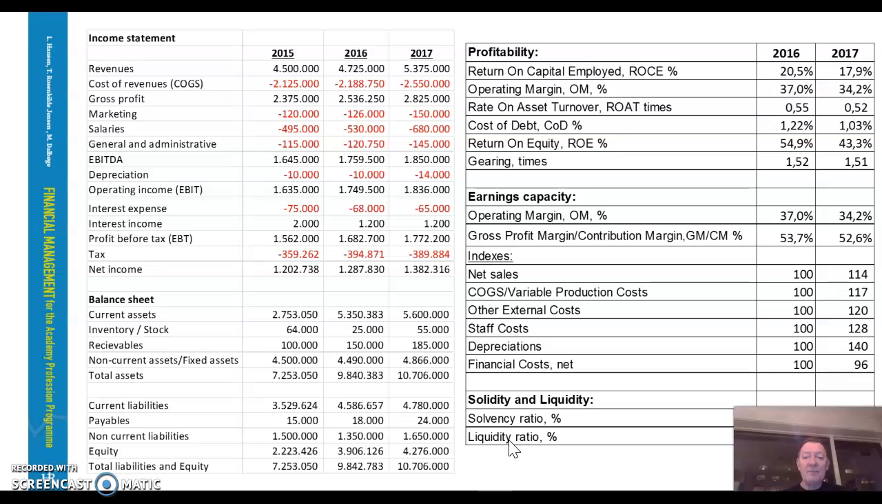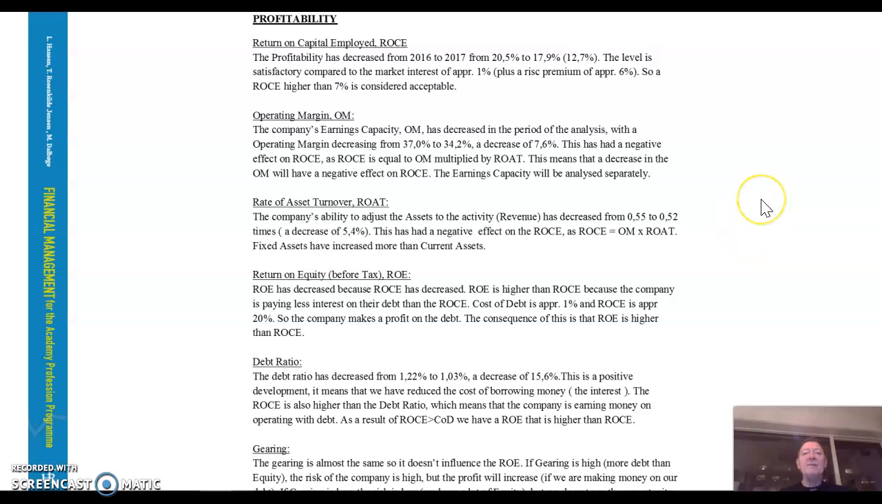And here I will show you the first part, which is the profitability. And you should include everything I have written here when you're doing your comments. The first part in the profitability is the most important ratio, return on capital employed. You should tell if it has decreased or increased, and the level compared to the market interest plus risk premium for running a business. So it should be at least 7%. In this case, it is 17, so it's very good.